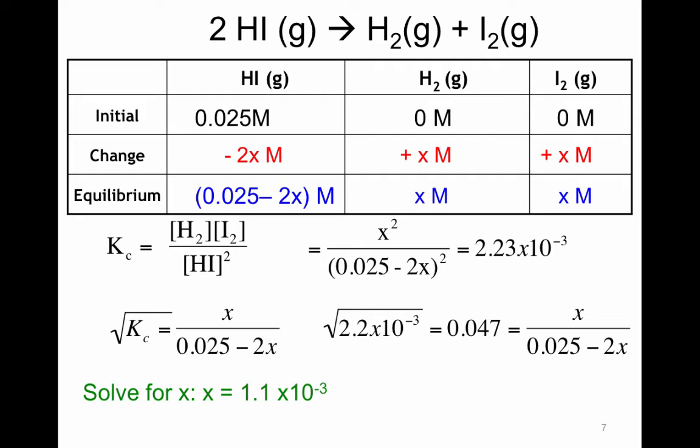But what that means is x is your change, right? So now I need to actually calculate what the equilibrium concentrations are. So the equilibrium concentrations for HI, when I subtract 2 times x, I get 0.023 molar, and hydrogen concentration is going to equal the iodine concentration, which is equal to x.